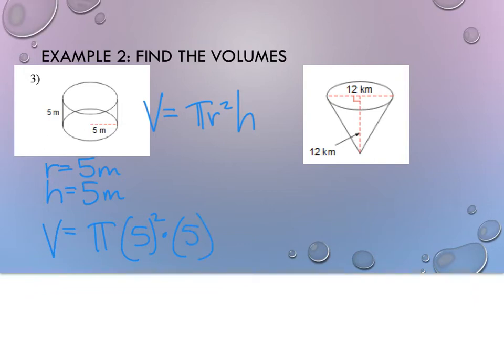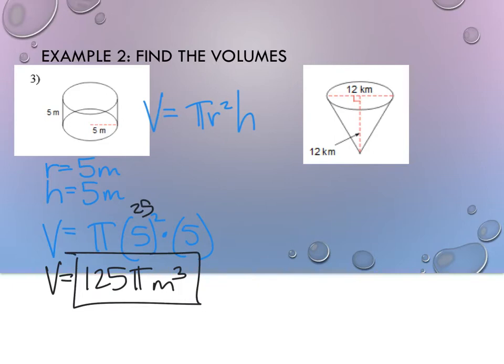It's not showing up too well, so let's change colors. This is a 25. 25 times 5, or you can type straight in, is 125. You can leave that pi symbol sitting there. Just get your cubic units, and you can be done. Or you can give the decimal version.